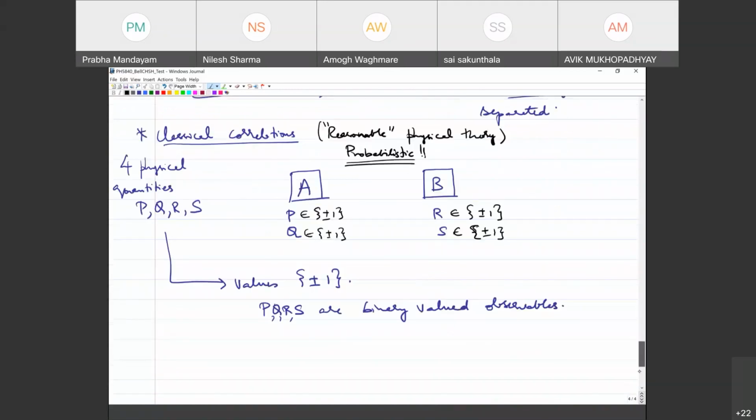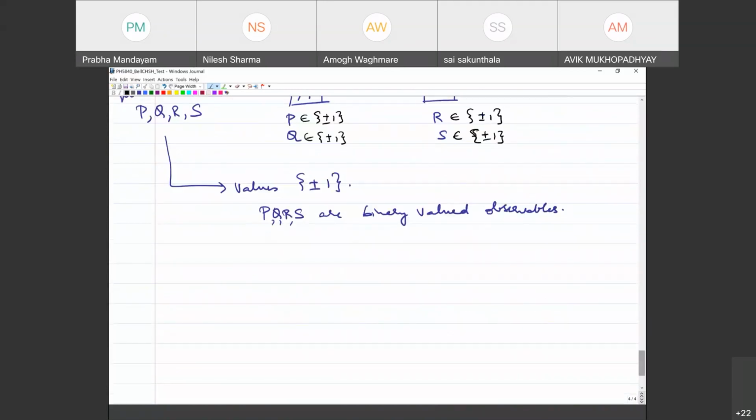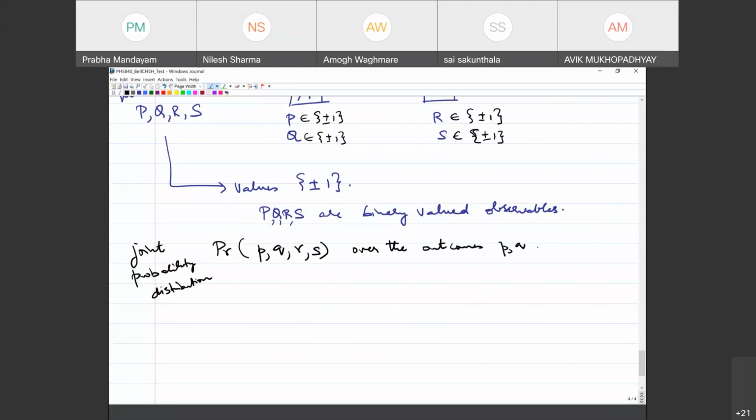Then we can write down a certain joint probability distribution, and I'm going to call these little p, q, r, s. There is a joint probability distribution over the outcomes p, q, r, s of the physical observables or quantities P, Q, R, S.